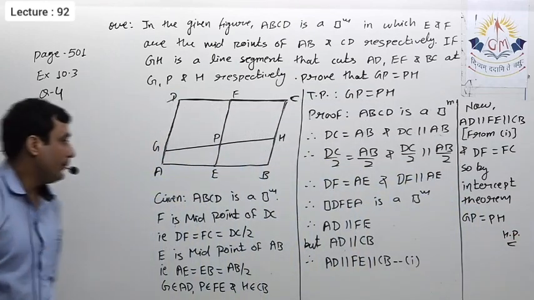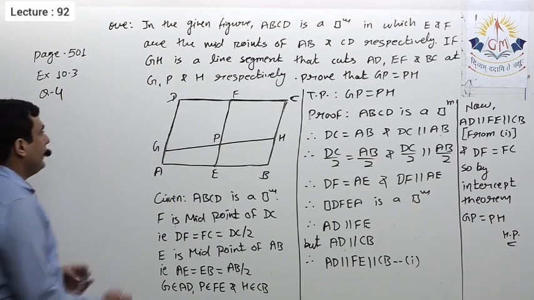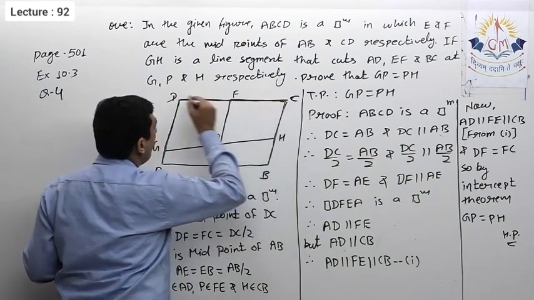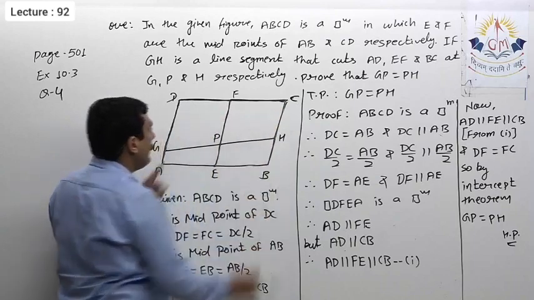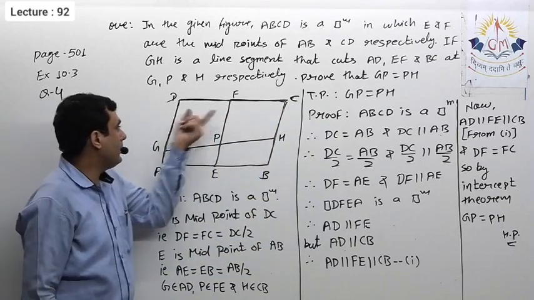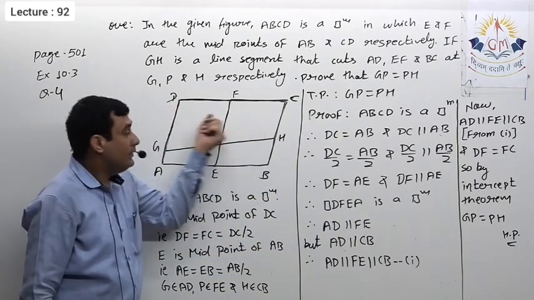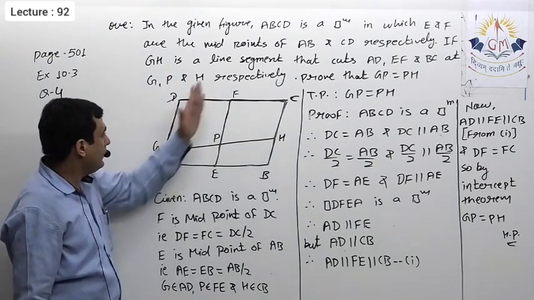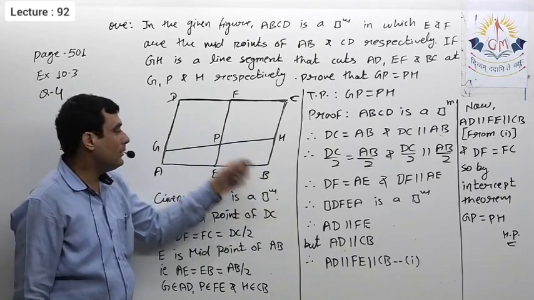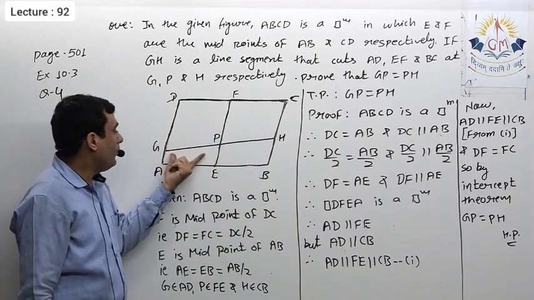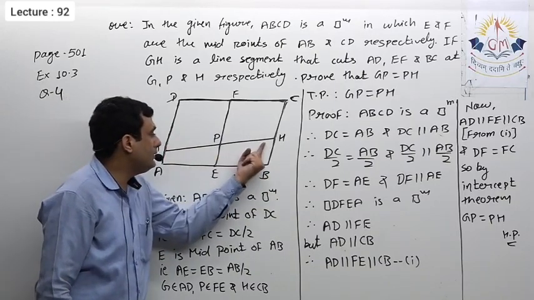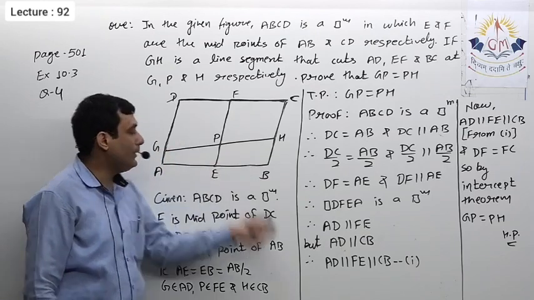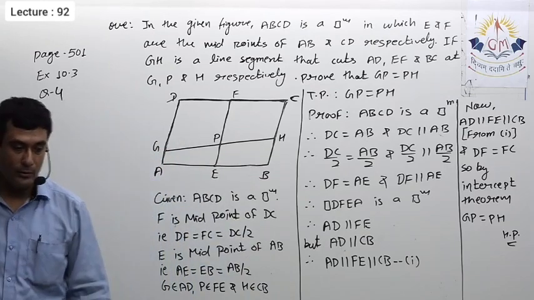So here simply I applied the intercept theorem. It says if the intercepts of one transversal between three parallel lines are equal, so here the intercepts of DC, which are DF and FC, are equal between these three parallels, so the intercepts of another transversal, that is GH, will also be equal. That means GP equal to PH. So please note it down.